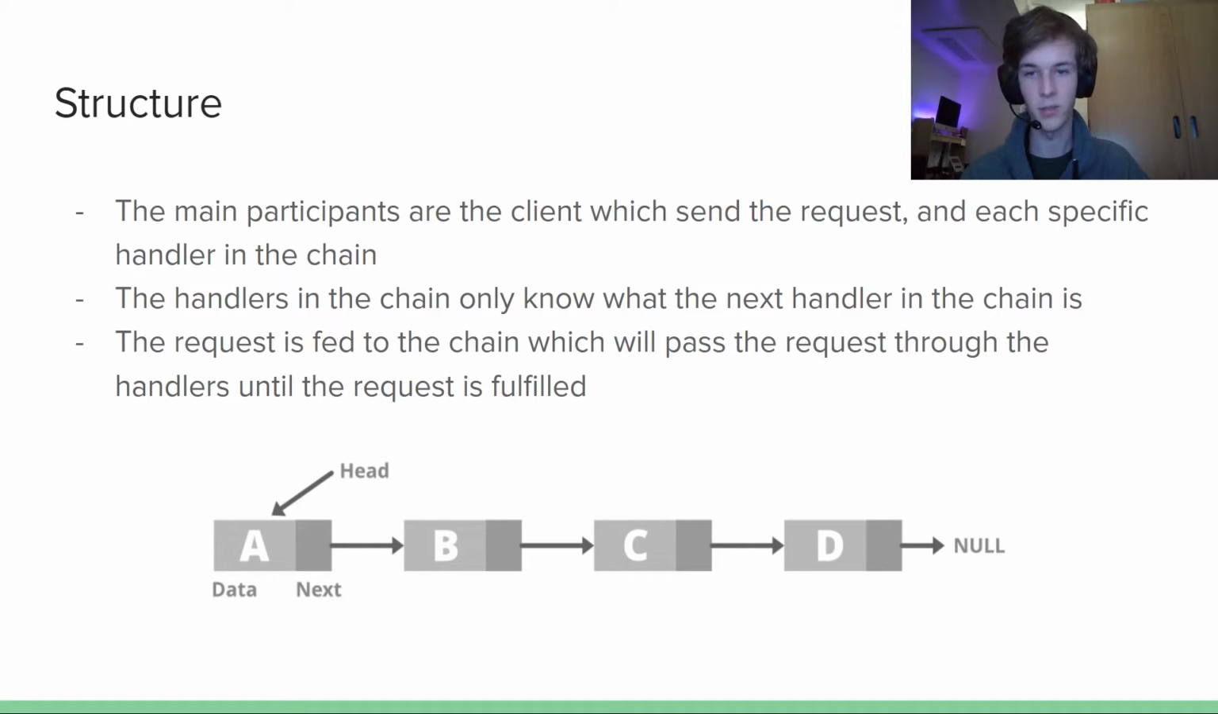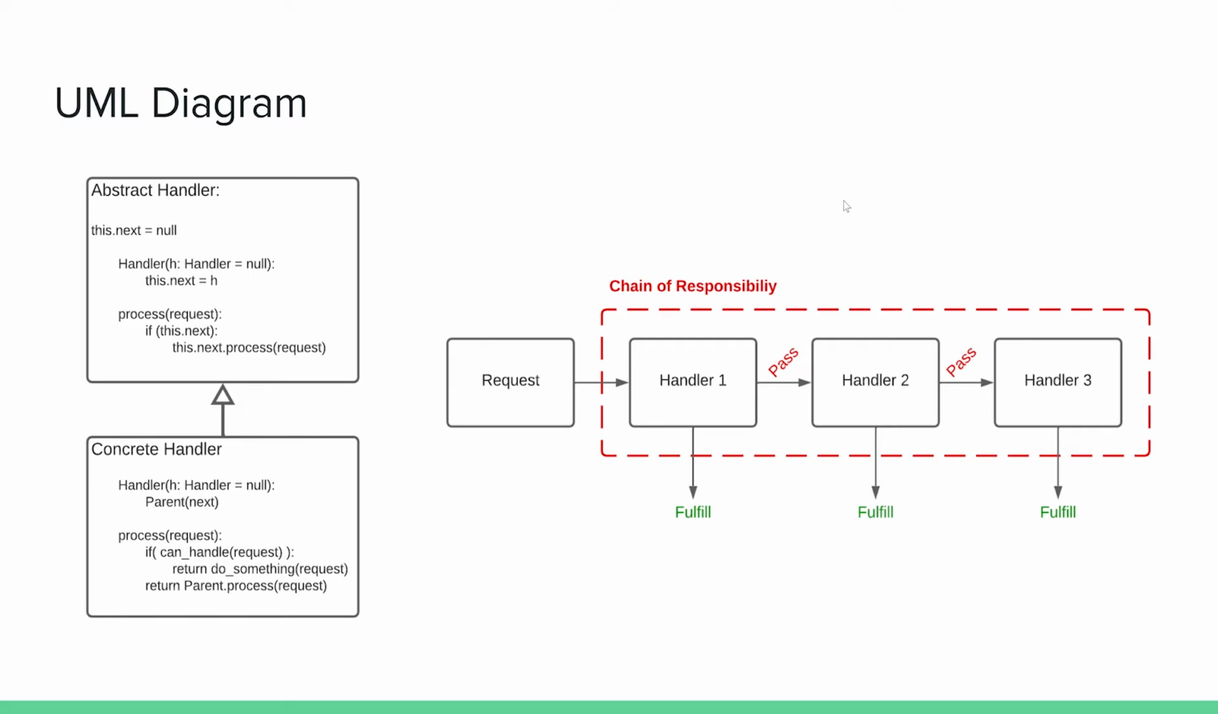One important thing we should be able to handle is the request making it to the end of the chain, so there should always be code in place to make sure that the last handler in the chain doesn't try to pass on the request to a non-existent handler. So here we have a UML diagram.